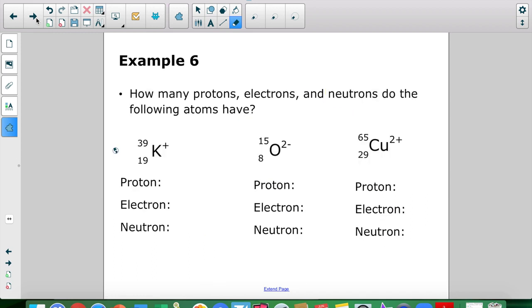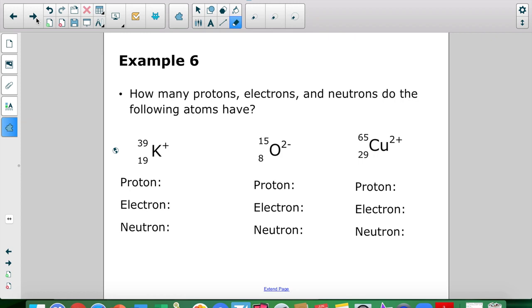More examples, but now it's a little bit more complicated because we have ions here. Okay, so it says how many protons, electrons, and neutrons do the following atoms have? All right, so the first one, it's not an actual atom, it's an ion. Okay, so this one is an ion. Actually, all of them are ions.